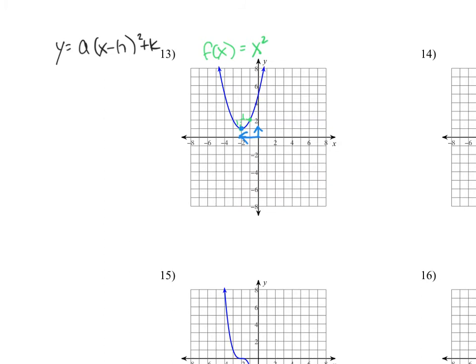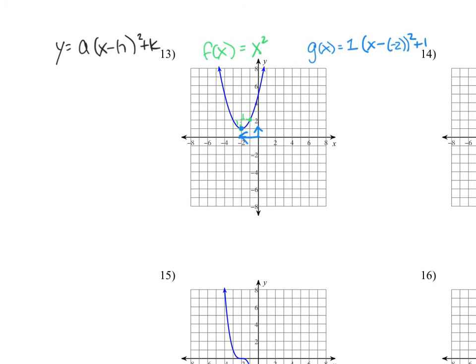So when I write out my new equation, I'm going to say that g of x is equal to, I don't have an a value. We can write 1 if we want to, but you don't have to. We'll have x minus whichever number we have right here. So it's always going to be x minus this number. So in this case, -2 squared, and then however much we moved up or down. In this case, we moved up 1, it's going to be +1.